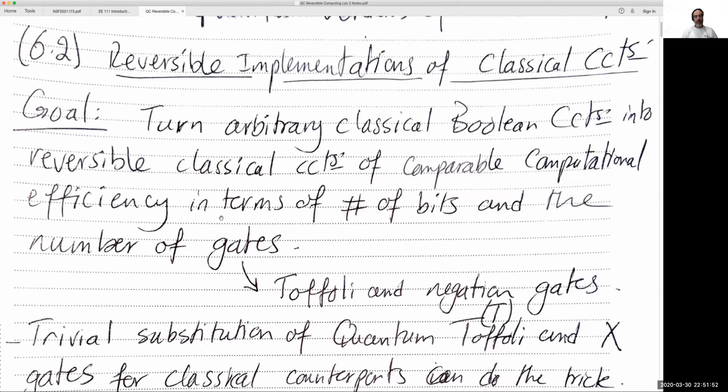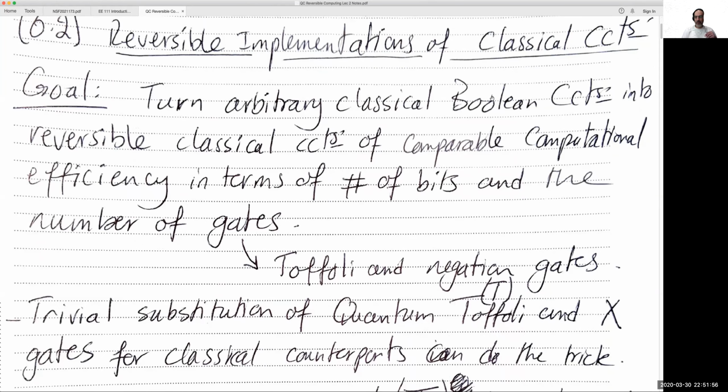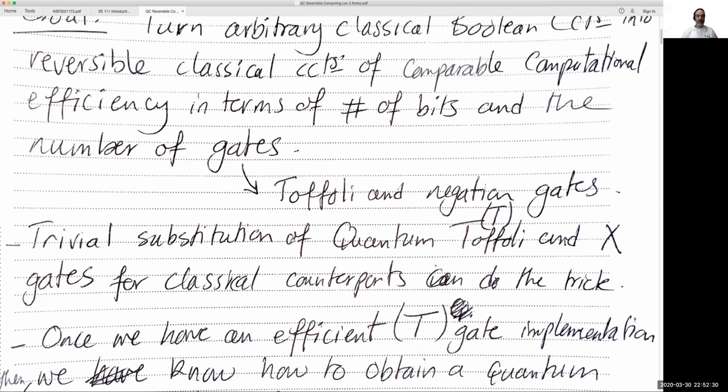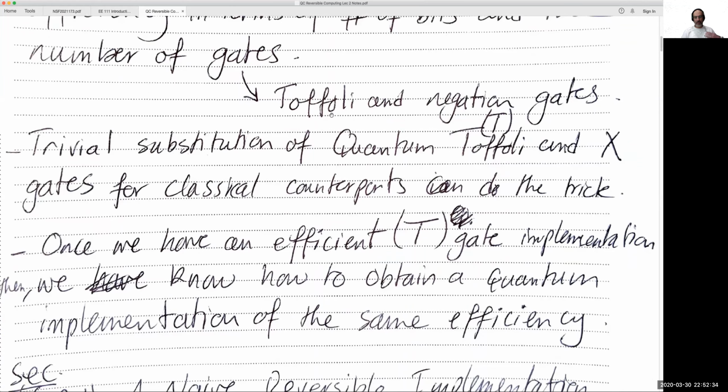The goal here is to turn arbitrary classical Boolean circuits into reversible classical circuits of comparable computational efficiency. And by computational efficiency, most of the time we mean bounds on things. There has to be some limits on things. So the efficiency here is measured by two things: the number of bits we are using and the number of gates. When we talk about gates here, basically we are talking about Toffoli gates, which using Toffoli gates we can implement AND gates, and negation gates, which we can do an inverse, a NOT. So using an AND and a NOT, we can implement anything.